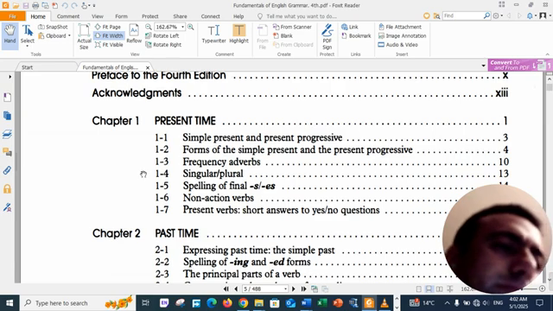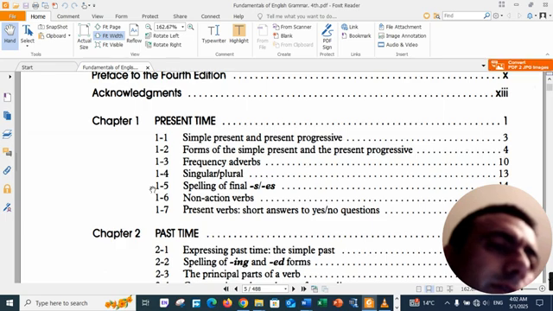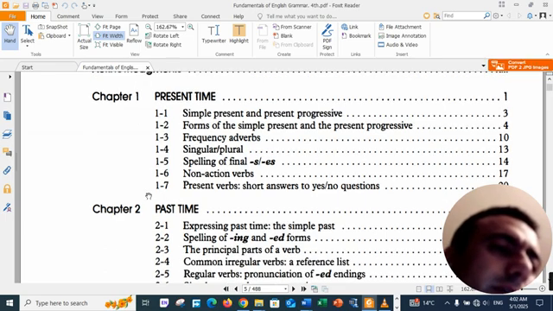1-3, frequency adverbs. 1-4, singular, plural. And 1-5, spelling of final S or ES. 1-6, non-action verbs. 1-7, present verbs. Short answers to yes or no questions.